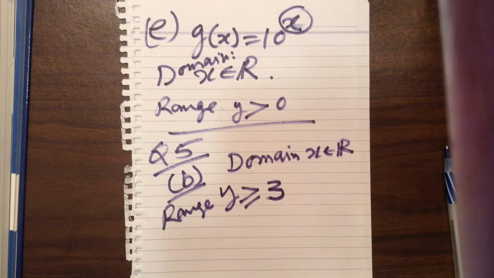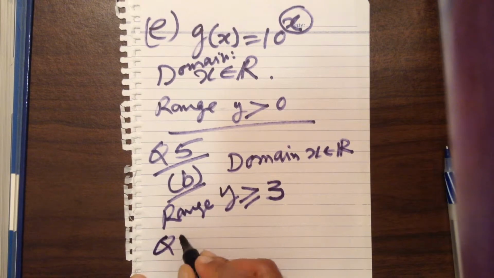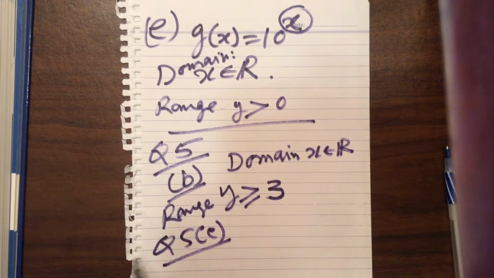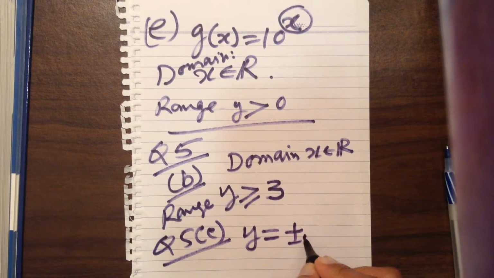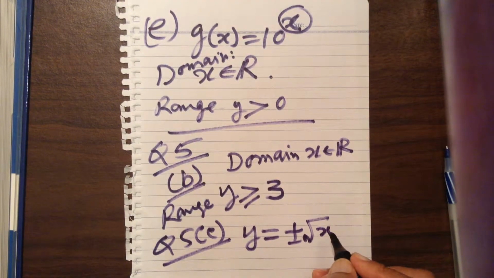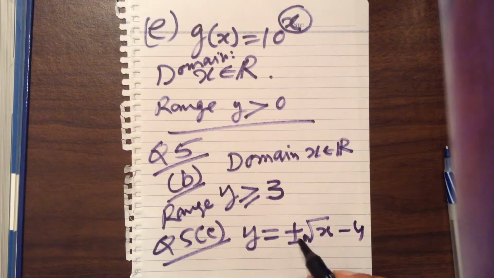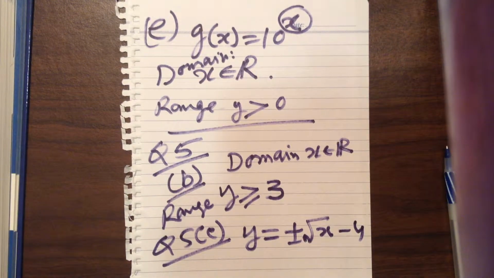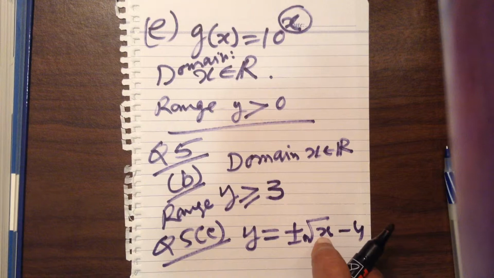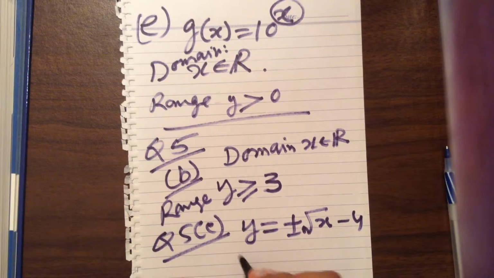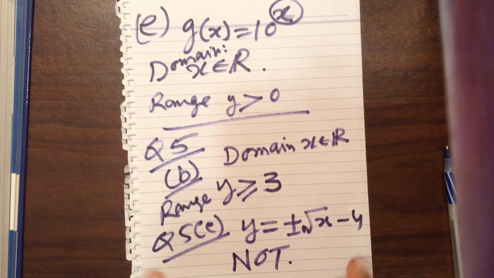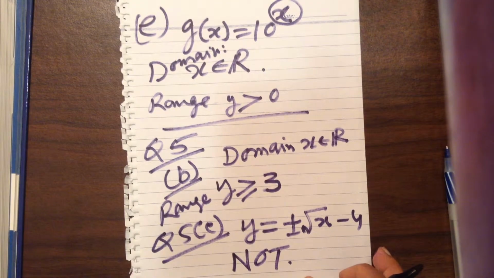Oh, 5b is a function. Let us look at question 5c. We see that y is equal to plus or minus the square root of x minus 4. Now when you see these two signs, it means that for any given value of x, there will be two values of y, so it is not a function. Let us look at D.